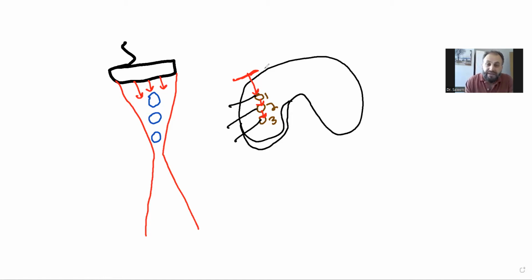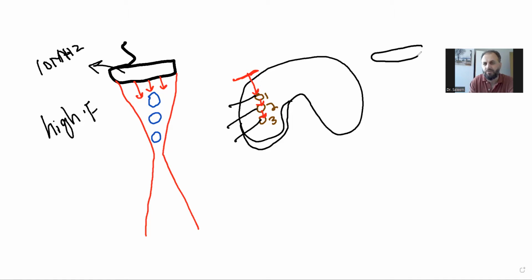Now, because this is a thyroid tissue, it's a superficial structure, I have to use for that a high frequency transducer. A high frequency transducer will be the best for this. Why? Pretend this is a probe which is 10 megahertz. And there is another probe. Here is another probe. And pretend this probe is 5 megahertz.